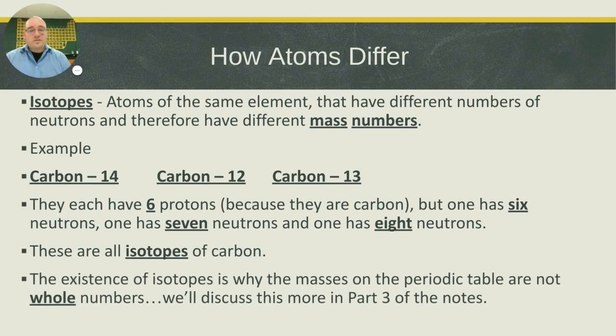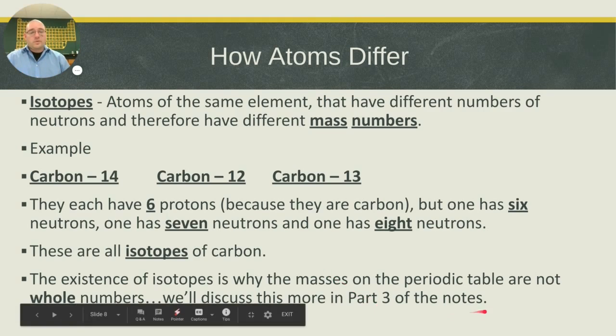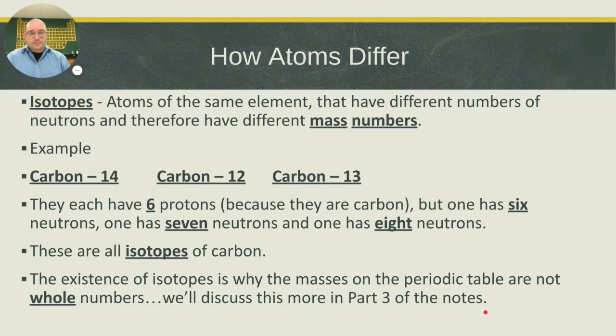All right, the existence of isotopes is why the masses on the periodic table are not whole numbers. When you look at the periodic table and you see the masses, carbon is 12.011, and another is 6.491, something like that. So they're not whole numbers because if you're talking the number of protons and the number of neutrons, those should always be whole numbers, but they're not. And it's because of isotopes, and we're going to discuss that more in part 3 of the notes about how we figure out those decimal numbers of masses.